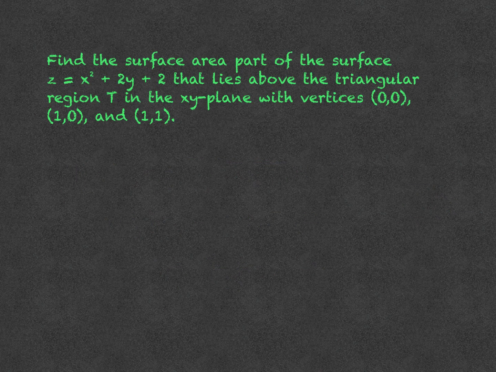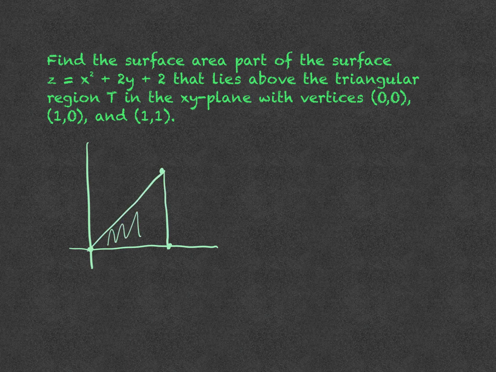So this problem says find the surface area of the part of the surface z equals x squared plus 2y plus 2 that lies above the triangular region T in the xy plane with vertices (0,0), (1,0), and (1,1). So if you think about what this is really telling us, we have a triangular region. Let's go ahead and draw it out. So we have the point (0,0), the point (1,0), and the point (1,1). So this is our triangular region that we have here.